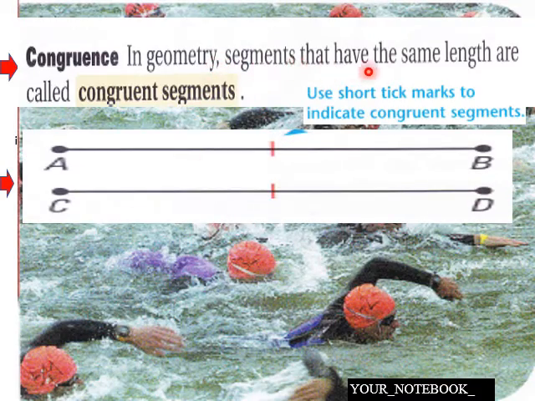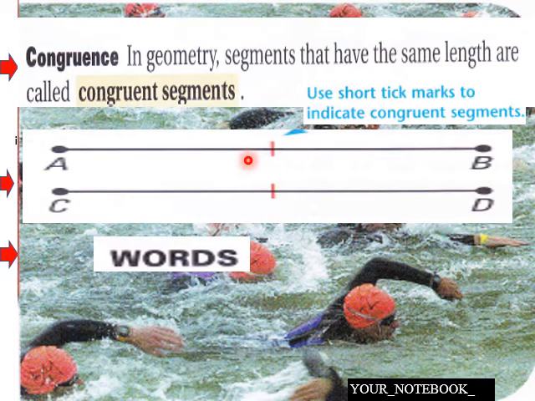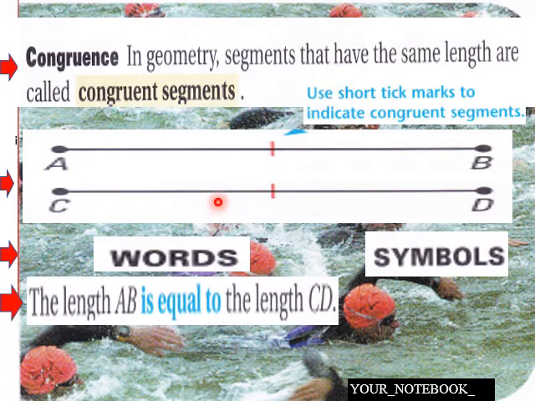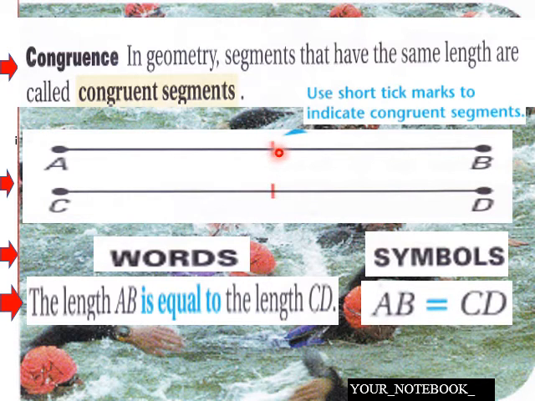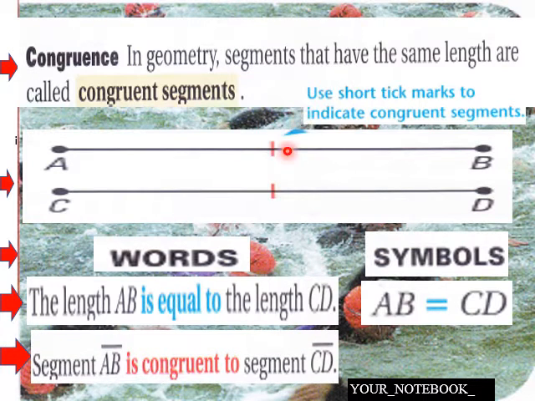Congruence in geometry: segments that have the same length are called congruent segments. So use short tick marks to indicate congruent segments like this and like that. That means they're the same. Those are congruent marks. And then words and symbols for that concept. The length AB is equal to the length of CD by means of these congruency marks. So AB would equal CD. If they're congruent, it means they're equal.